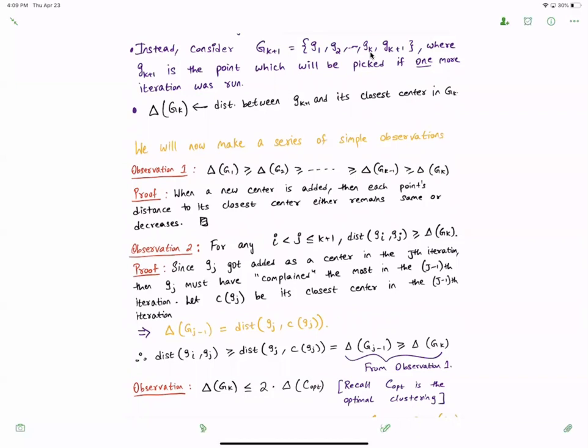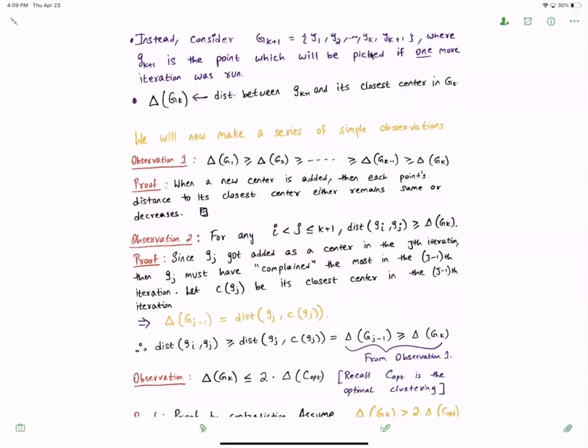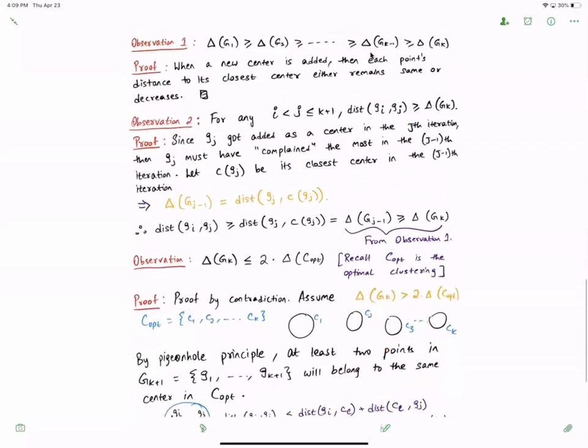So recall that C-opt is the optimal clustering, and that clustering actually led to a bottleneck distance of delta C-opt. And what is the bottleneck distance that the algorithm will be computing? It's delta of Gk. And we want to show it's a two-factor approximation, right? So that's the observation, and it should be observation 3. I didn't write that, I just said observation. But anyways, let's get started.